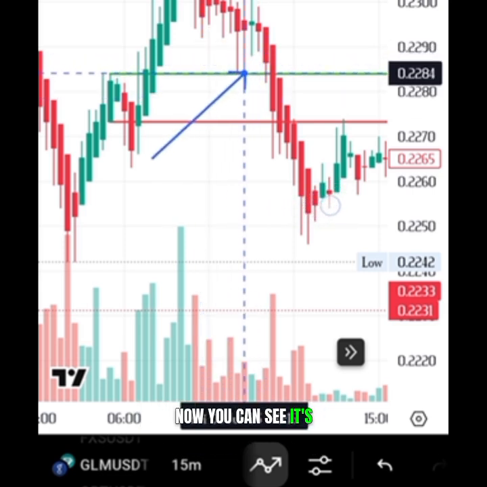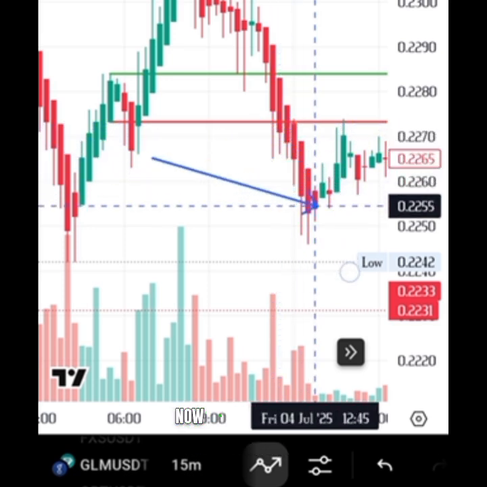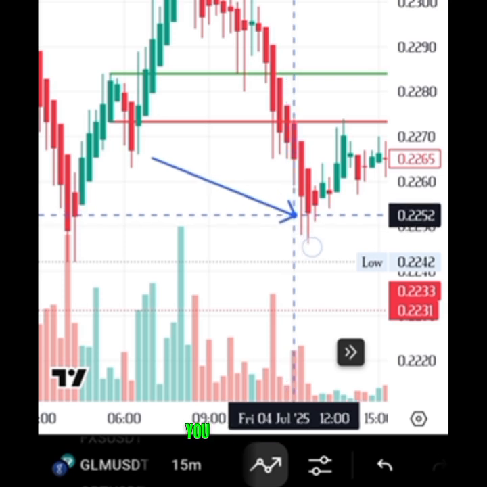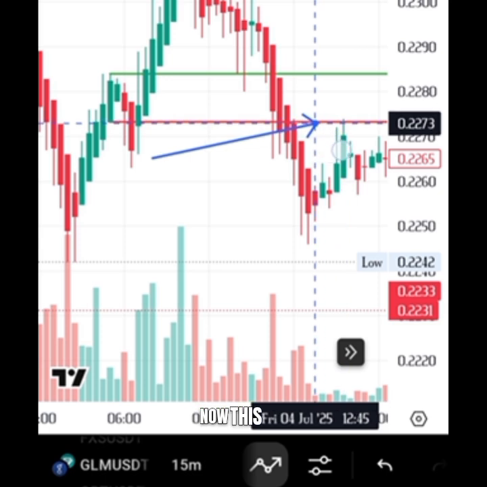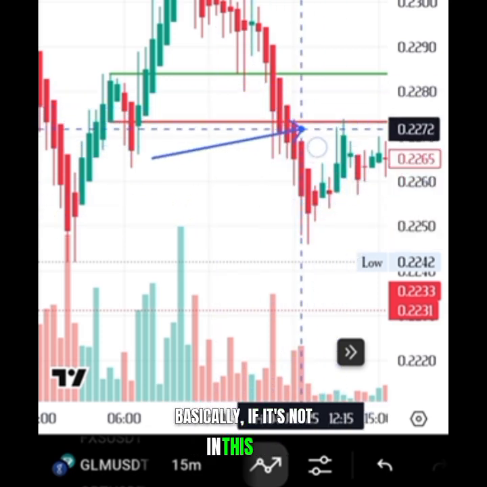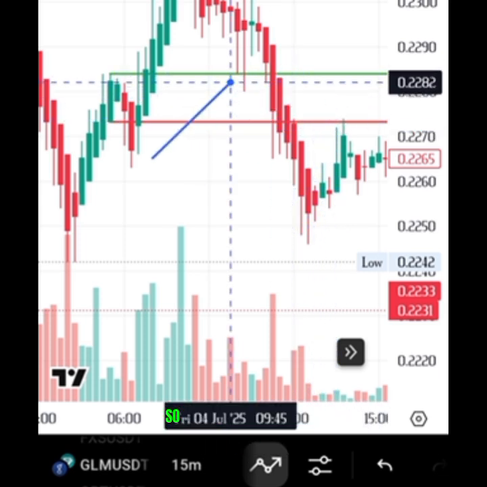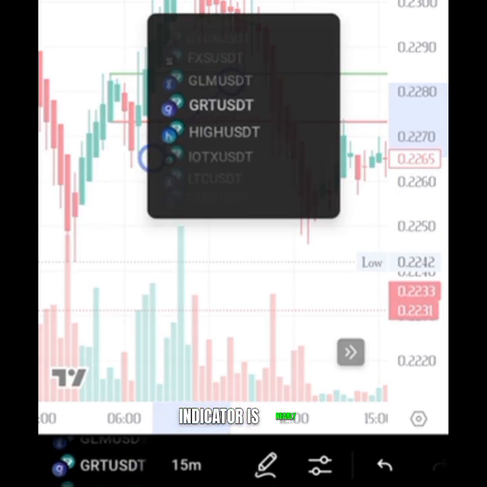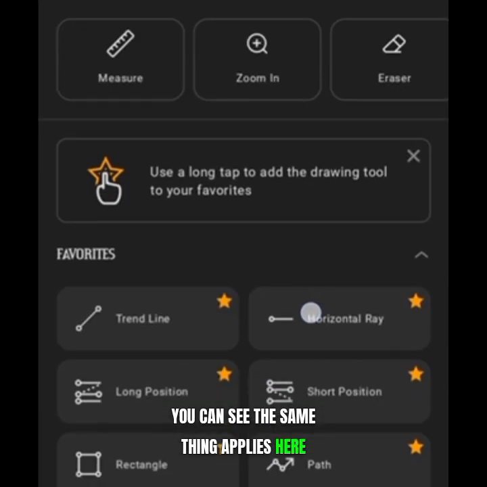Now you can see it broke here, it was ranging. Then once it broke off here, you can see the potential profit you would have made. You can see it retraced back to this point as well. This is a resistance zone, it came back. Basically, if it's not in this box, we are not interested in this trade. Now let's use another pair, so I'll show you how profitable this indicator is. Let's use GRT. You can see the same thing applies here.